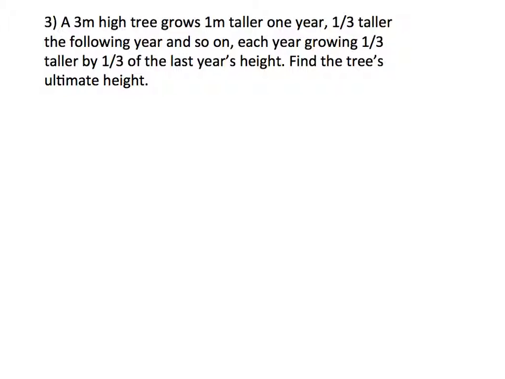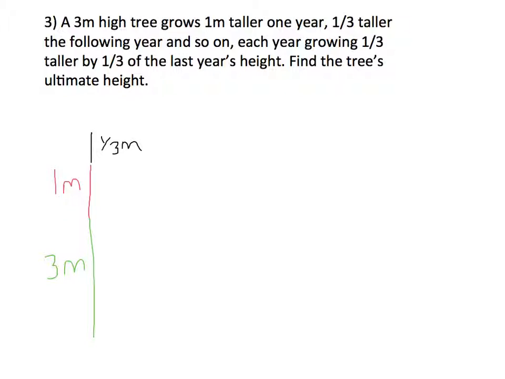I'm back. Alright, so we've got a 3 metre high tree, and then it grows 1 metre taller in 1 year. So we've got the 3 metre high tree, and then in the next year it grows another metre, and then in the next year it grows 1/3 taller. So it grows 1/3 of a metre, and so on. Each year it grows 1/3 of the last year's growth. Find the tree's ultimate height.